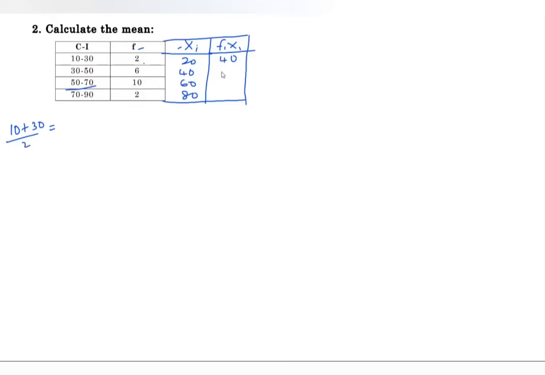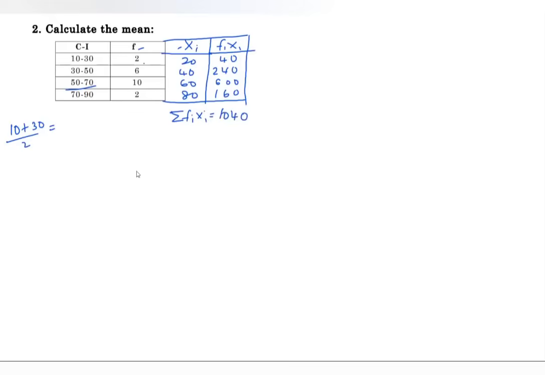Next, 6 into 40, 240. 10 into 60, 600. Now 2 into 80, 160. Now add 40, 240 plus 600 plus 160. What you get is sigma Fi Xi, that is the sum of the product of Fi Xi, what is it?